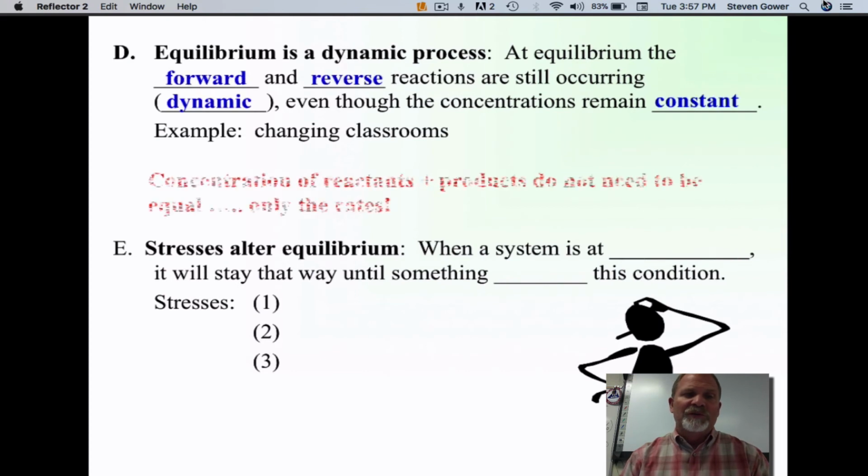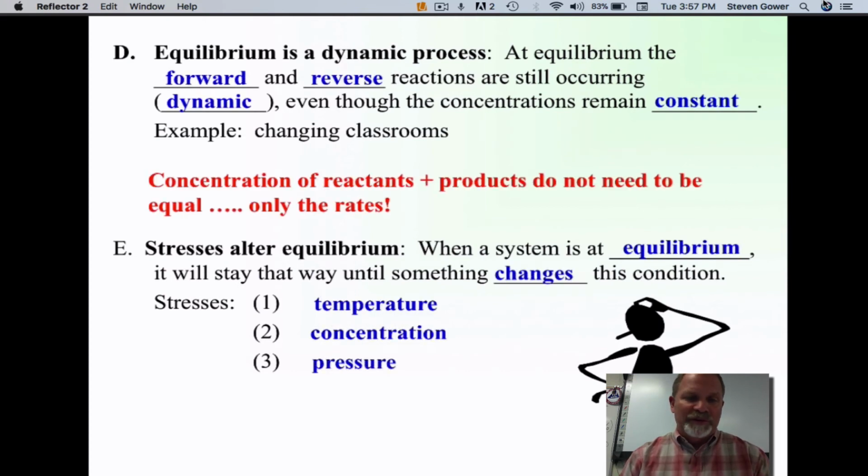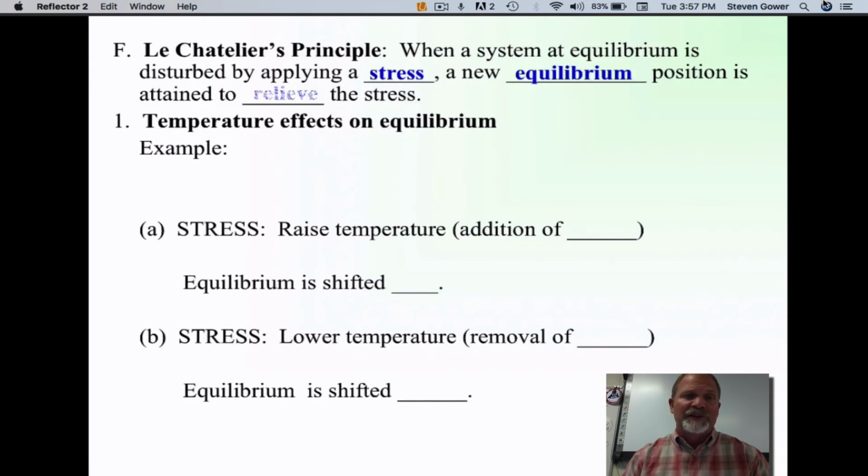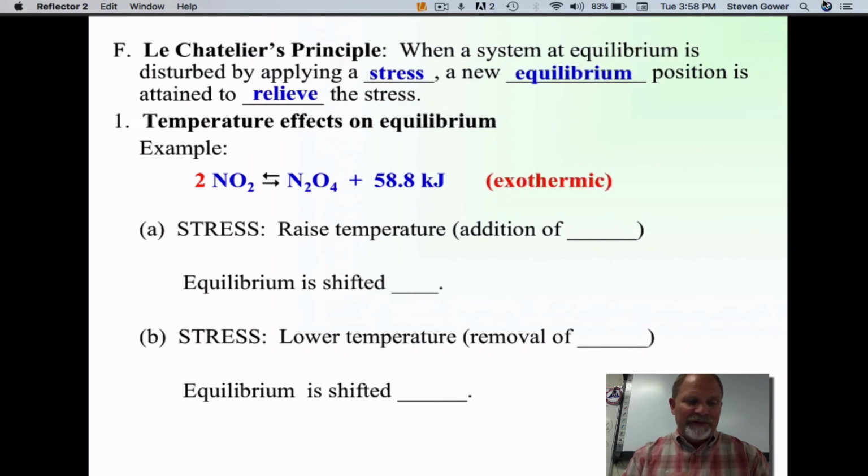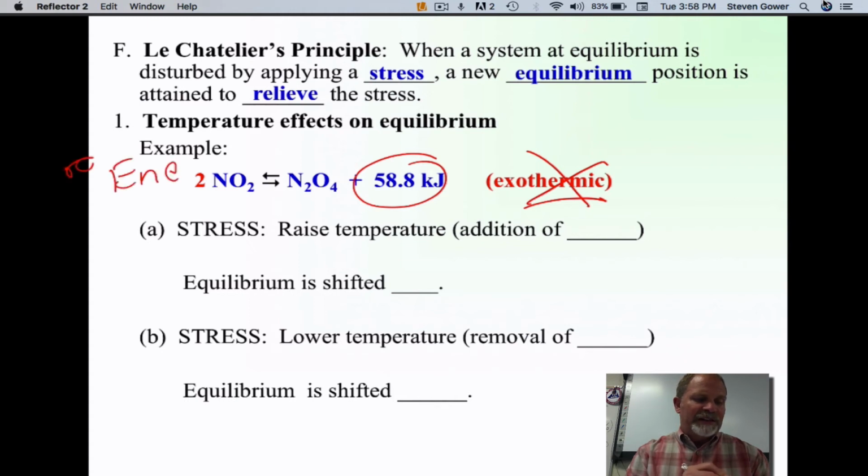And we got to these three stresses. Know your three stresses. Know them. They go into Le Chatelier's principle. So let's go to Le Chatelier's principle. First of all, understand, if I give you energy, I don't have to tell you it's exothermic. What if I put the energy over here? You're going to say, oh, then it's endothermic.